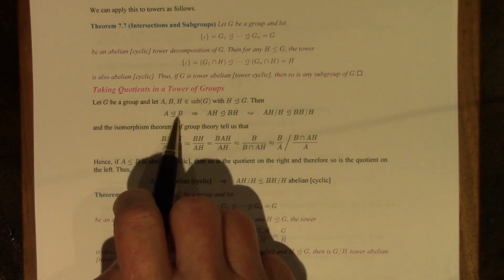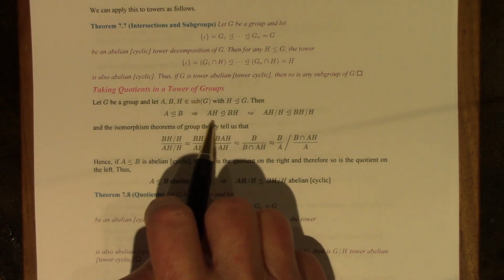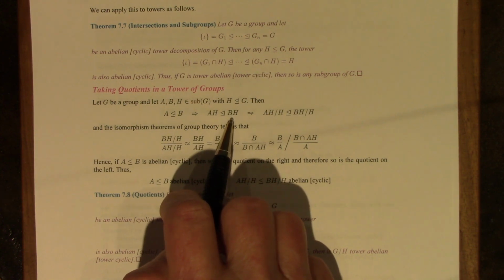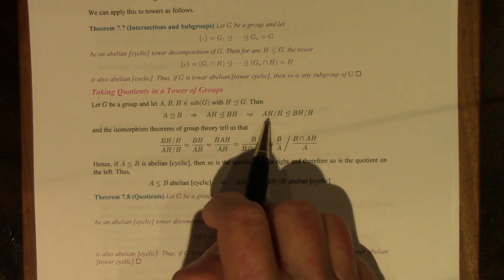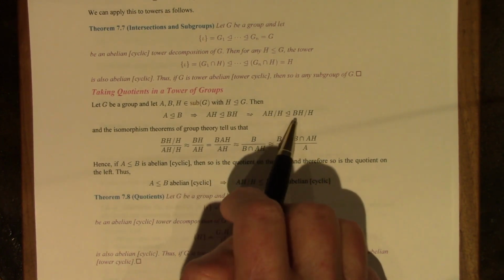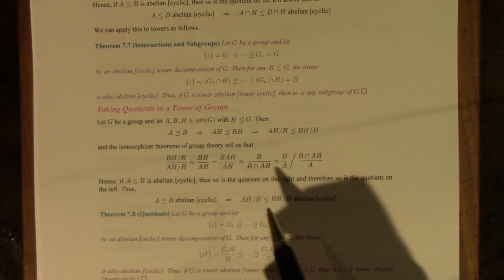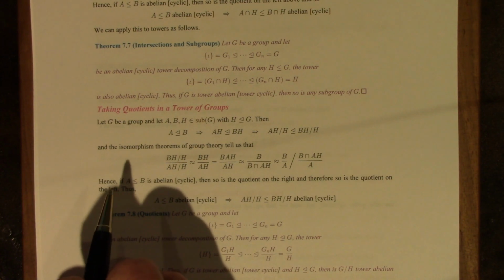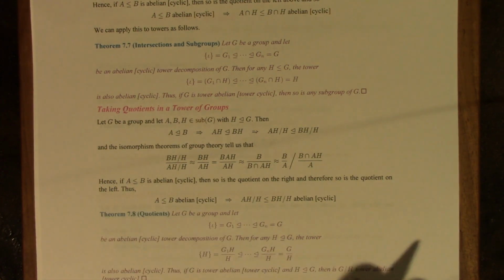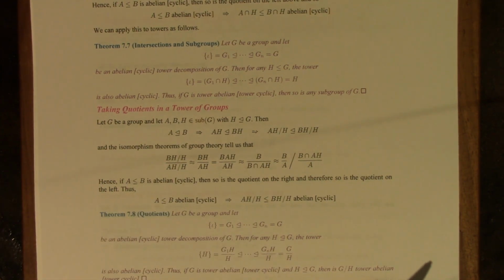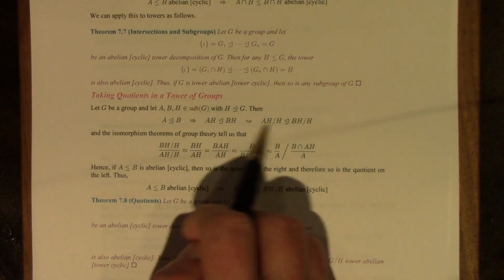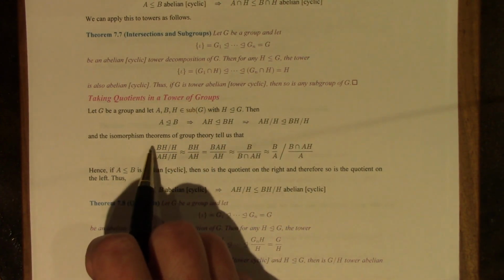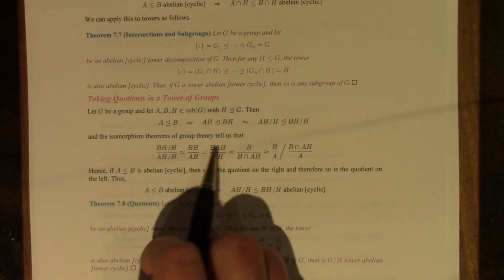Then if A is normal in B, then AH is normal in BH. And therefore AH mod H is normal in BH mod H. We covered all this in the group theory course. It may not be fresh to you right now, so if you're concerned, stop and review all that, or try to prove this yourself.